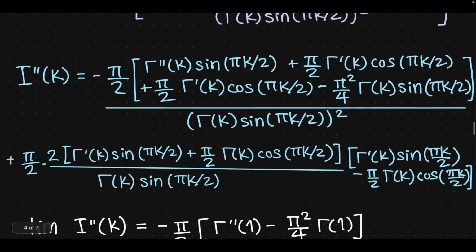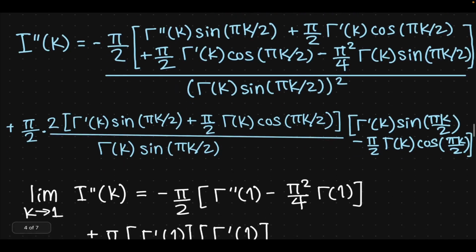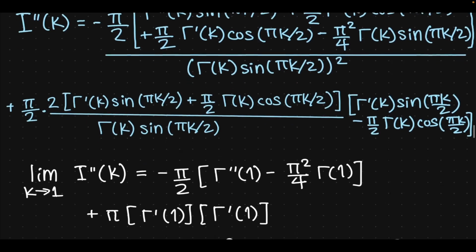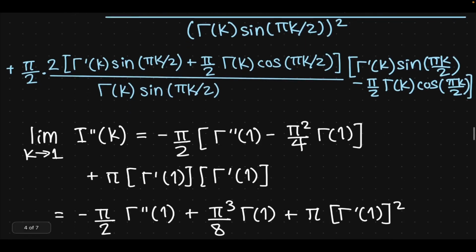That was just differentiating the numerator as we would do in product rule. And now we have to differentiate the other function. So pi over 2 times gamma prime sine pi k over 2 plus pi over 2 gamma k cosine pi k over 2. And we have this extra factor from the chain rule, gamma prime k sine pi k over 2 minus pi over 2 gamma k cosine pi k over 2. Entire thing divided by pi k, gamma k times sine pi k over 2. Now that was quite a mouthful to say. The main thing is we have to now take the limit.